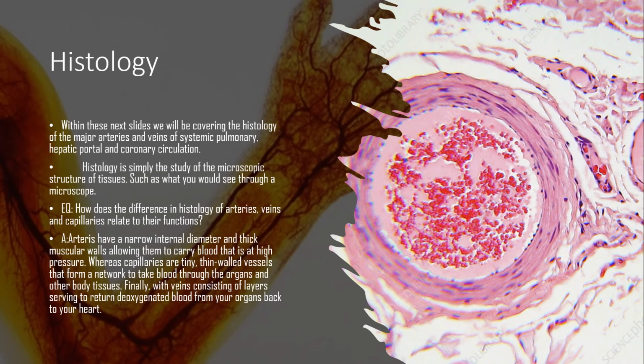to their functions? Arteries have a narrow internal diameter and thick muscular walls, allowing them to carry blood at high pressure, whereas capillaries are tiny, thin-walled vessels that form a network to take blood through the organs and other body tissues. Finally, the veins consist of layers serving to return deoxygenated blood from your organs back to your heart.